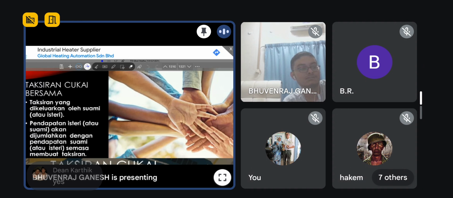Joint tax assessment. Taksiran cukai bersama. So joint tax assessment, basically, when you have a couple, kamu ada pasangan, this is what we call joint tax assessment. In our syllabus, usually it's husband and wife, suami isteri. You will see this example everywhere. Separate tax assessment means husband one tax, wife one tax. Suami dan isteri ada cukai berasingan.